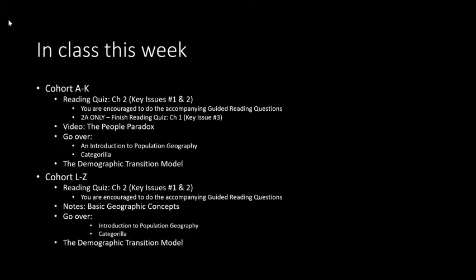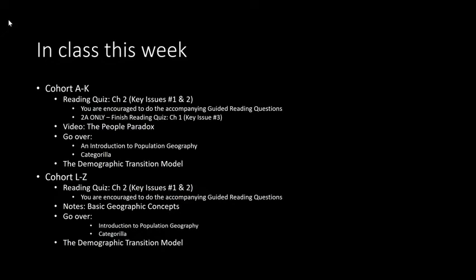You are going to be watching about a 50-minute video called The People Paradox. The video talks about our first major topic, which is going to be population growth. It's going to talk about why certain places in the world are growing, and in other places, the people are on the decline. Then after the video, we will go over an introduction to population geography. We'll go over those different concepts. You'll be expected to fill out your key term slides that go along with that. And then we'll also go over the category and talk about the patterns we see across the map.